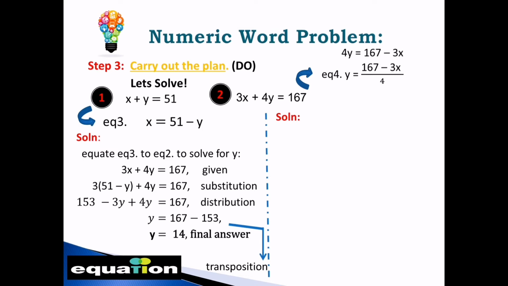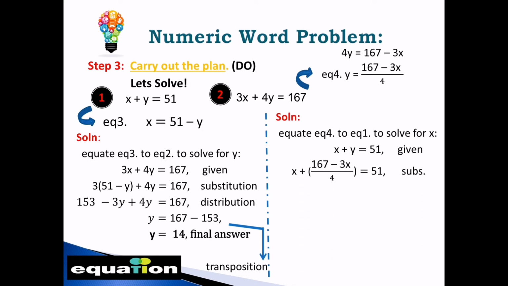With the same process, I am going to equate equation 4 to equation 1 to solve for the value of x. This time, I am going to bring down equation 1 and substitute the value of y from equation 4. Then do the multiplication. Why? Because I really need to get rid of the fraction term here. So by multiplying the whole equation by 4, and then by distribution, I have 4x plus 167 minus 3x equals 204.